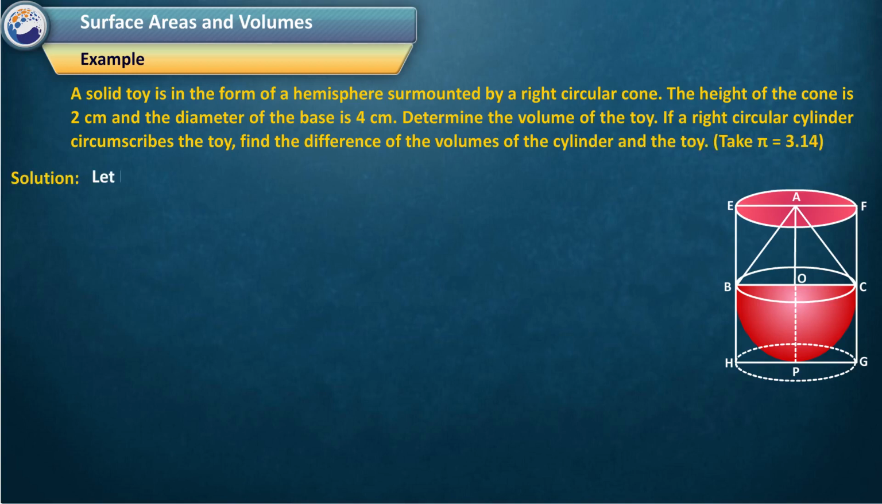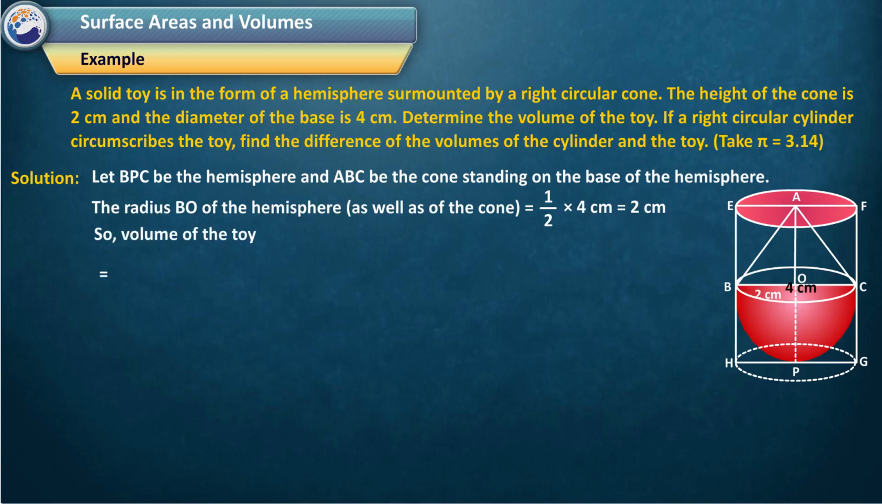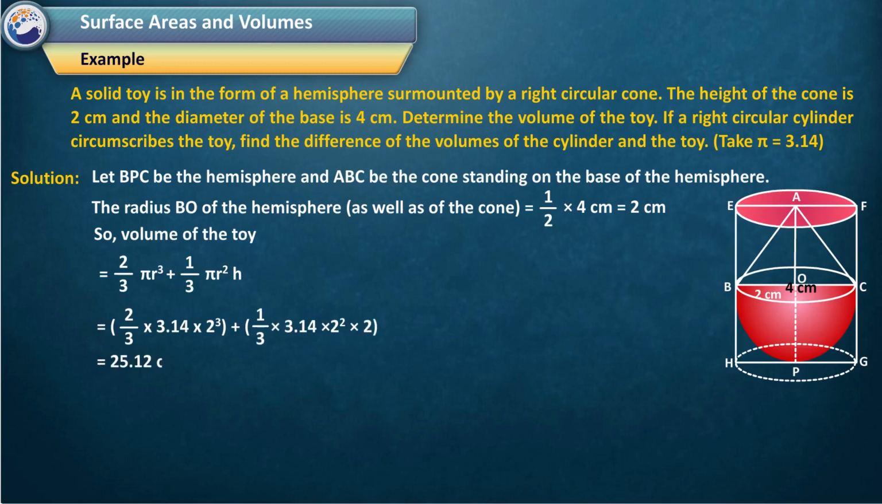Solution. Let BPC be the hemisphere and ABC be the cone standing on the base of the hemisphere. The radius BO of the hemisphere, as well as of the cone, equals 1 by 2 into 4 centimeters equals 2 centimeters. So, volume of the toy equals 2 by 3 pi r cube plus 1 by 3 pi r square h equals 2 by 3 into 3.14 into 2 cube plus 1 by 3 into 3.14 into 2 square into 2 equals 25.12 centimeters.